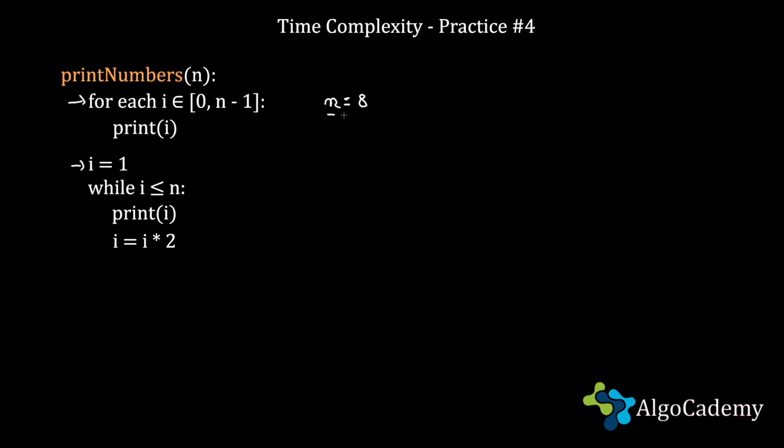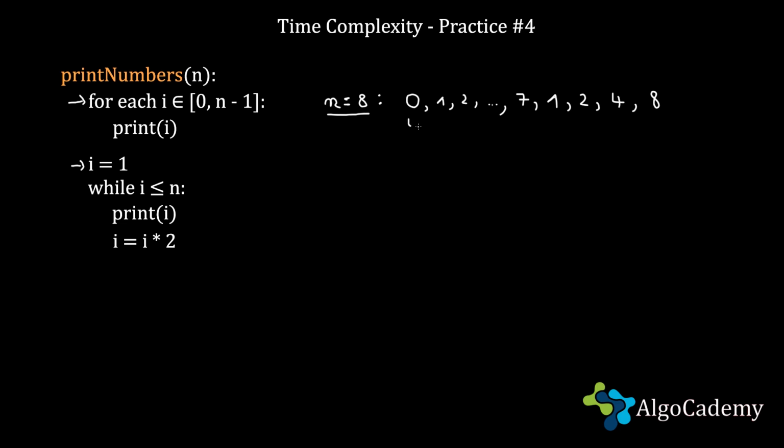For n equals 8, what happens here? Pretty simple, right? Each value from 0 to 7, we print it. So we print 0, we print 1, we print 2, we print everything until 7. And then what we do is that we start from 1. 1 is less than or equal to 8, right? So we print 1, multiply by 2, still good, print 2, print 4, print 8, and then 8 becomes 16. And we get out of the while loop, right? So these are the numbers that we are going to print for n equals 8.